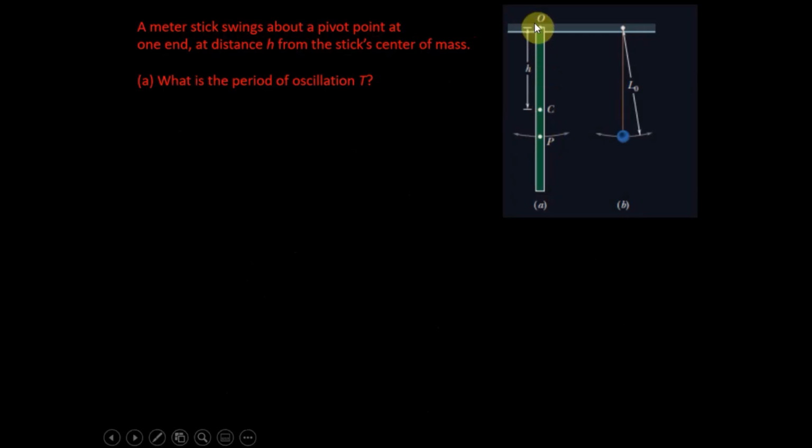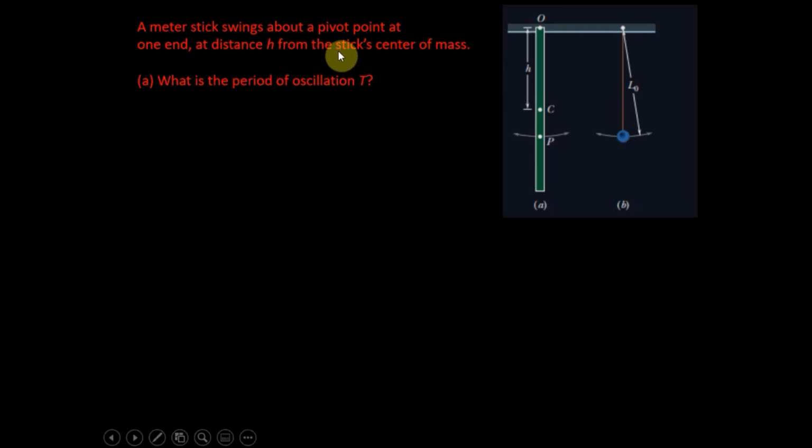Here's our rigid pendulum. We have some overall length here, and then we have a distance h from the pivot point O to the center of mass C. Here's a standard pendulum just for comparison, where we'd be looking at the length L0 and looking at the oscillation either side of equilibrium. Again, we're still looking at the oscillation between equilibrium, but we have different parameters. So, what is the period of oscillation?